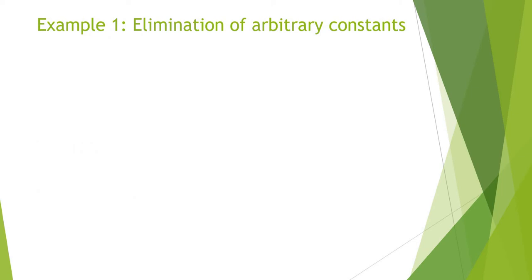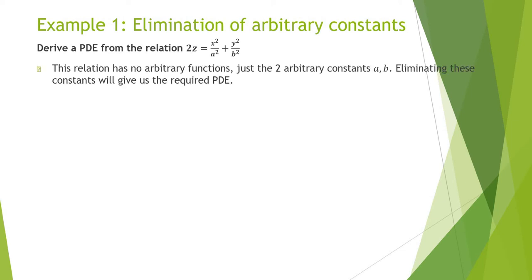Let's look at some examples of eliminating arbitrary constants to find the PDE. Derive a PDE from the relation 2z equal to x²/a² plus y²/b². This relation doesn't have any arbitrary functions, but we do have two arbitrary constants a and b. If we eliminate these constants, we will get the required PDE.